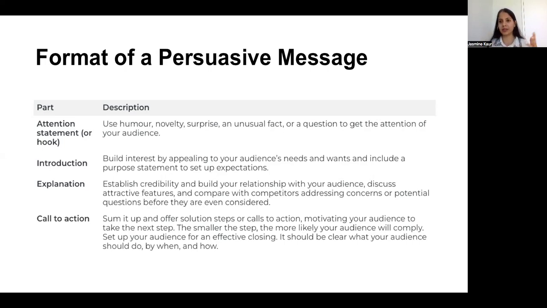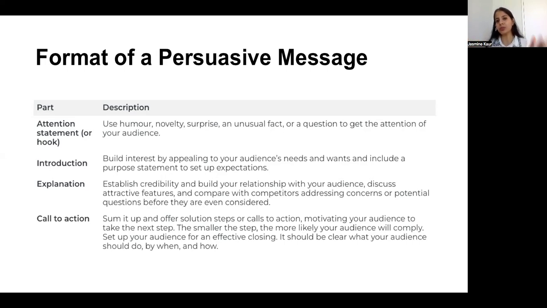Oh, what is that? A surprise on the face of the customers. Okay, they're saying something interesting. What are they trying to say? What are they trying to depict over here? So one, you capture the attention of the other person. Once you have done that, second, you introduce your topic.